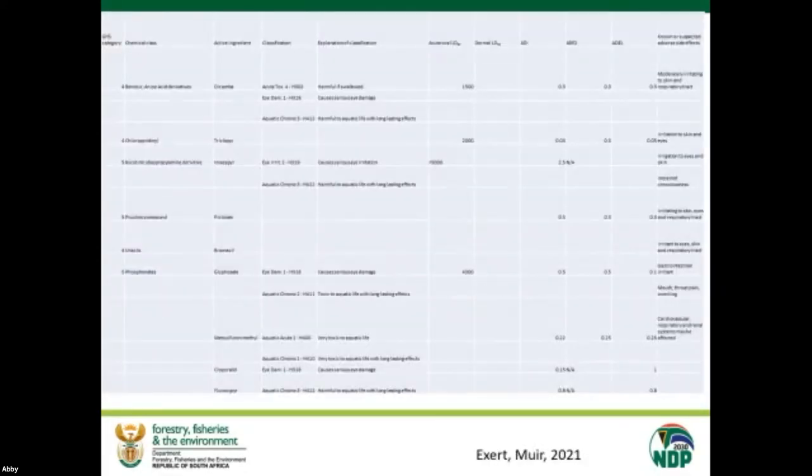This table shows the global harmonization categories of the different chemical classes of the pesticides with their classifications, with also the acute LD50s, oral and dermal, the acceptable daily intakes, the acute reference doses, and the acceptable operator exposure levels. And this is important so that when you're choosing what is the safest pesticide to use in your environment or in your application class, you know what the classification is of the certain pesticides, whether it's an acute tox, is it eye damaging, and whether it's carcinogenic, etc.